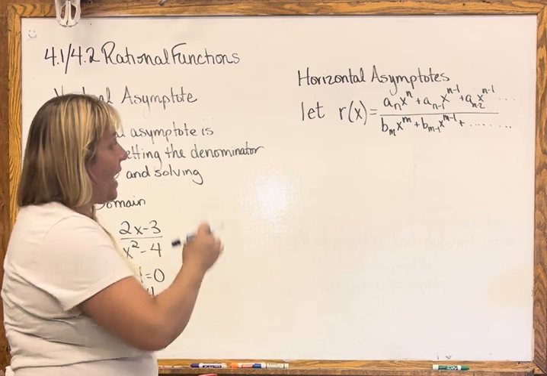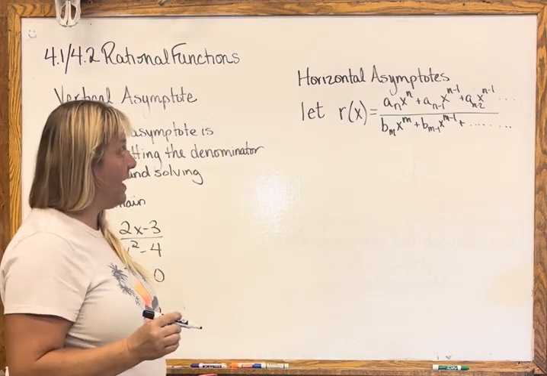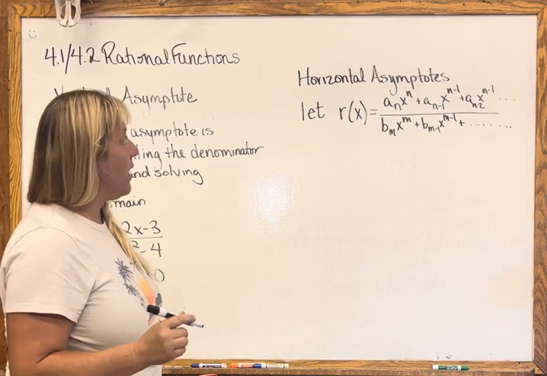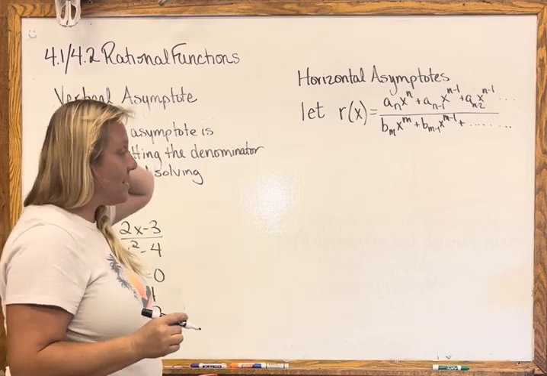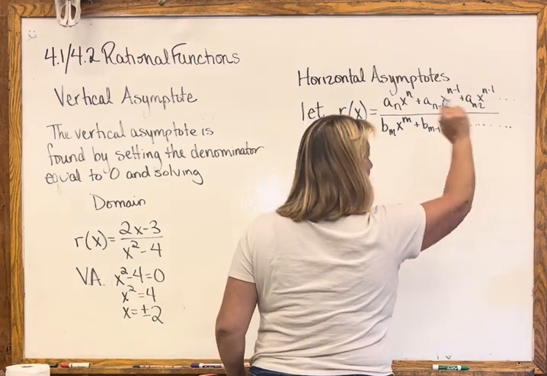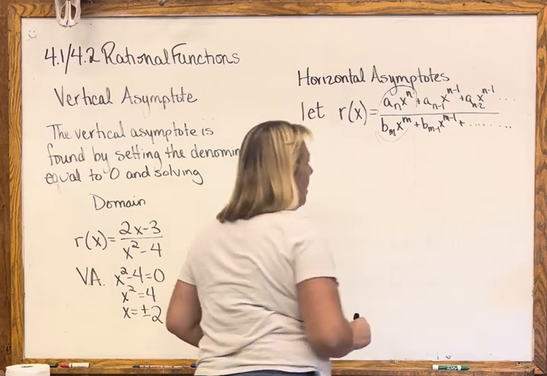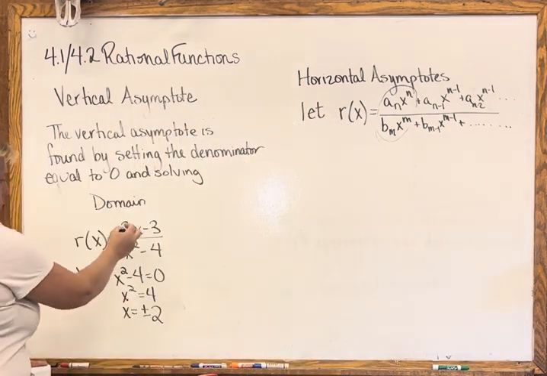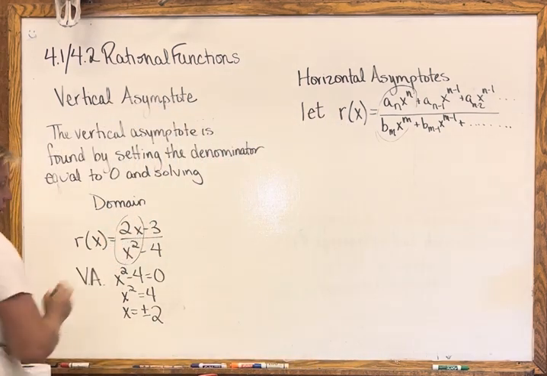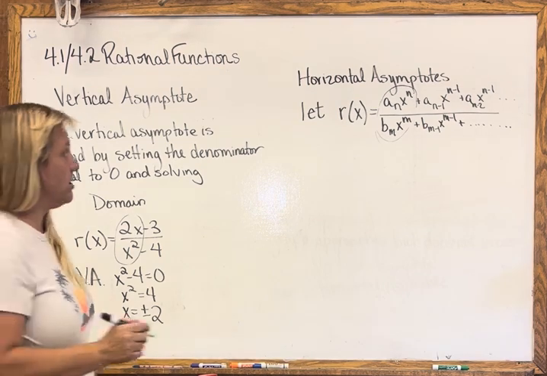Okay, so we have two polynomials being divided by each other. Now, when it comes to looking at the horizontal asymptote, the only part that we're interested in is not the blah, blah, blah. We're looking at this part of the fraction. So we're looking at just this part. That's the important part. So, couple situations here.